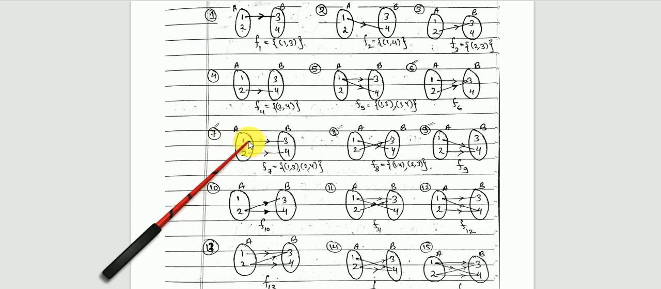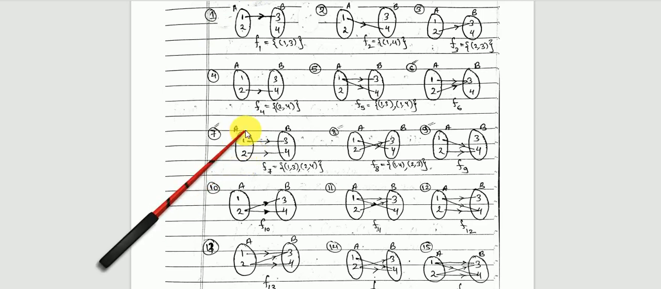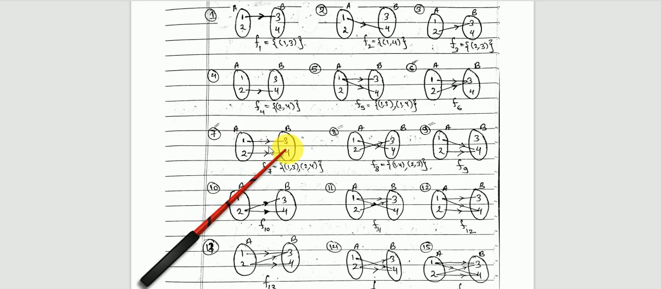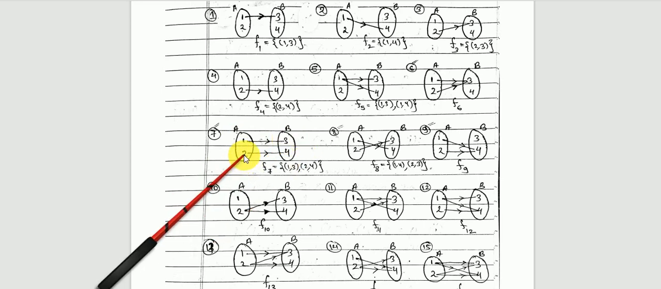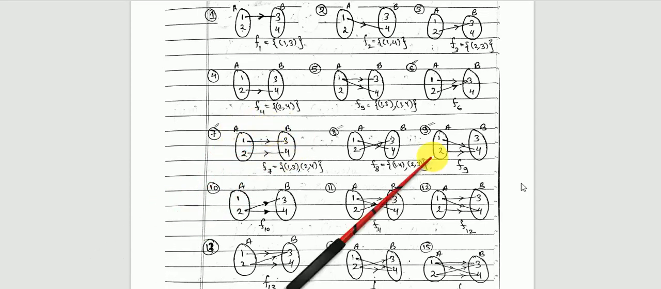So here you can see that each element of set A is related. Like 1 is related to 3, and you can see it is no more related to any other element. So 1 has got association with a unique element. 2 is also related, yes, and it is related to only one element. So this becomes a function.